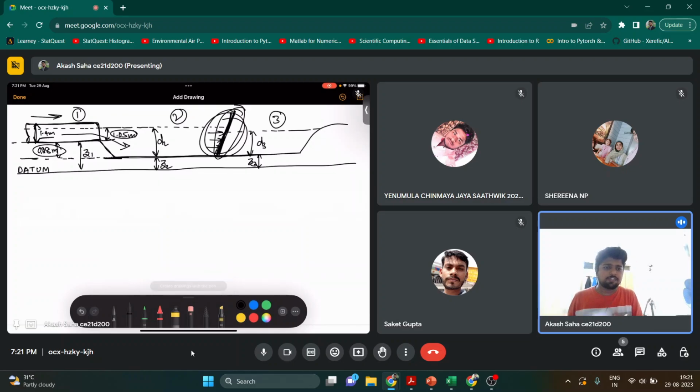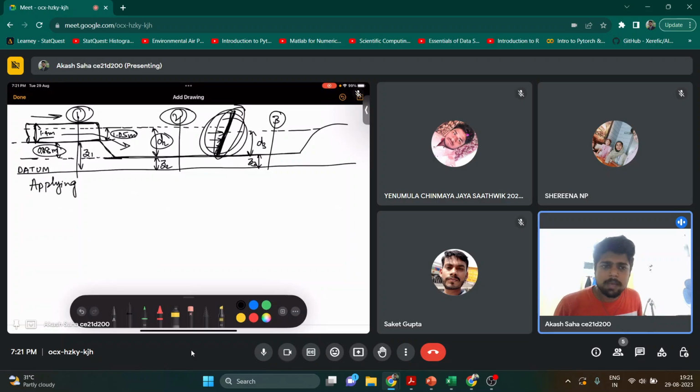Okay, so this was the first part of the problem where we have designed the bar graph. Now we will find all this. So we will now find what would be my D2. If we have to find D2, what we will do? We will apply energy conservation at point 1 and at point 2.